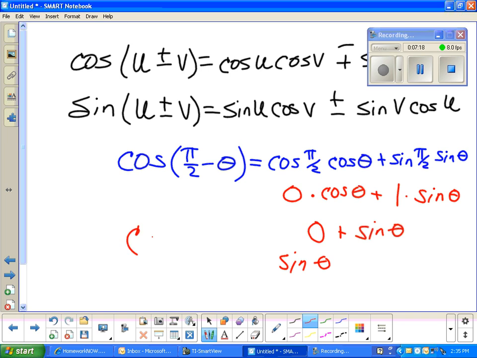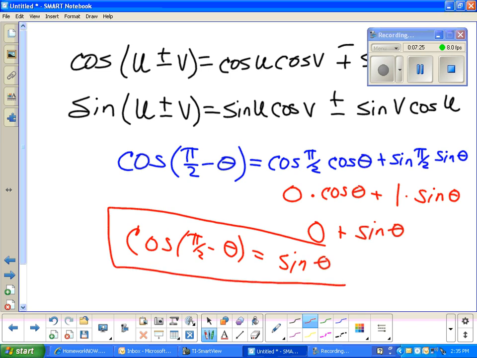Now, let's look at this again. Cosine of pi over 2 minus theta is equal to sine theta. But that's what you've already put in your notes from long ago. That's the cofunction identity. You switch to the complementary angle, and your function goes from cosine to just plain sine. This proves it. Or at least it's consistent with it. Let me put it that way.